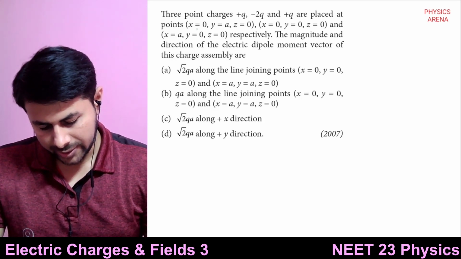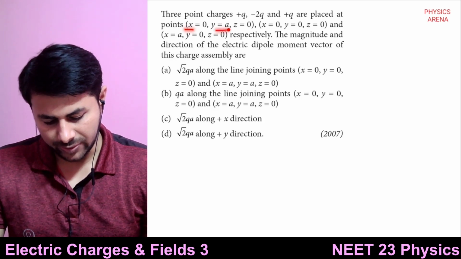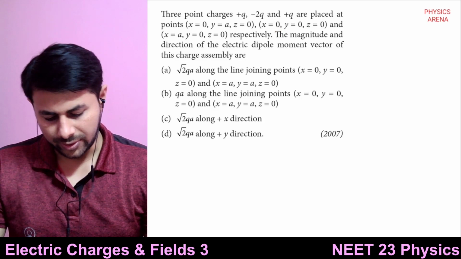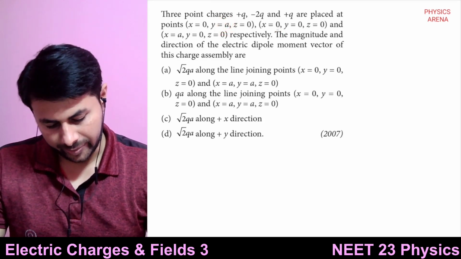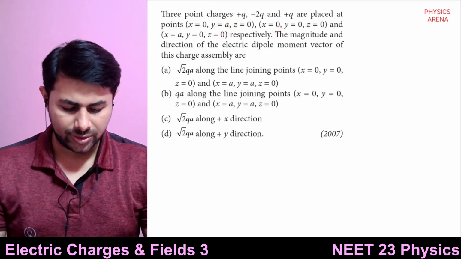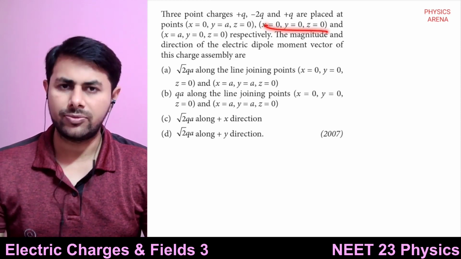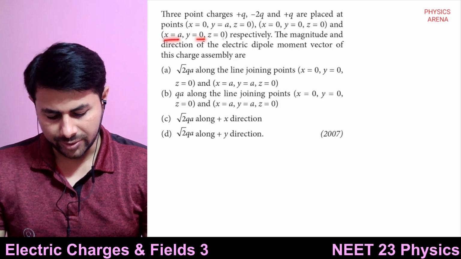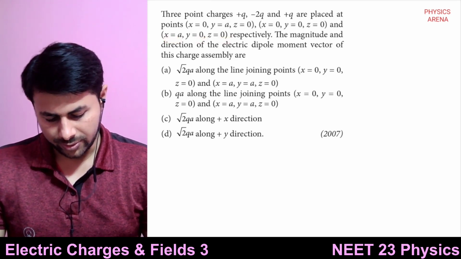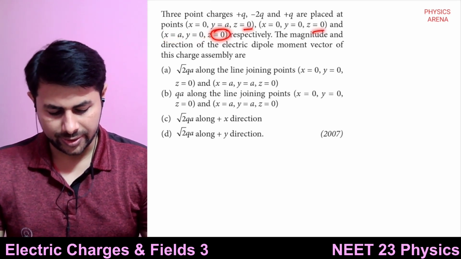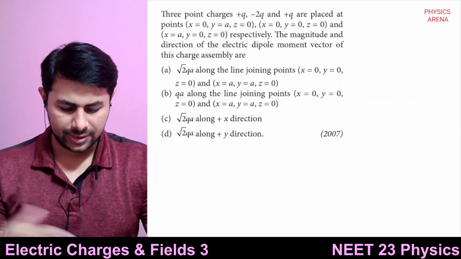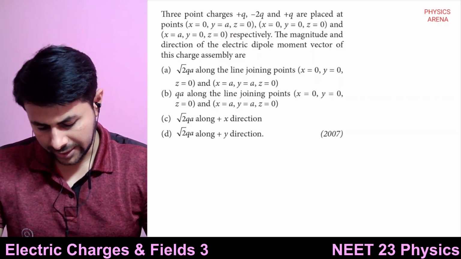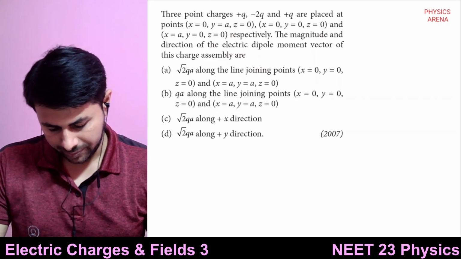So the first charge is at x equal to 0, y equal to 0, z equal to 0. The second one is at, sorry, y is equal to a. This one is at x equal to 0, y equal to 0, z equal to 0, so this one is at origin, and the other at x equal to a, y equal to 0, z equal to 0. So the z coordinate for all three is 0. That means the charges are kept in the xy plane only, right? Since the z coordinate is 0.